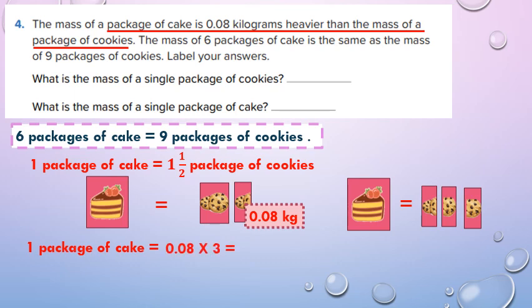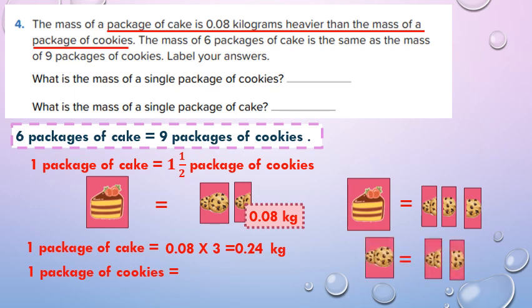800 by 3. 3 by 8, 24, and the point after 2 decimal numbers. So the mass of 1 package of cake is 2400 kilograms. And we know that 1 package of cookies equals 2 halves of cookies. So 800 by 2, 2 by 8 equals 16, and the point after 2 decimal numbers, kilograms. So the mass of 1 package of cookies equals 1600 kilograms.